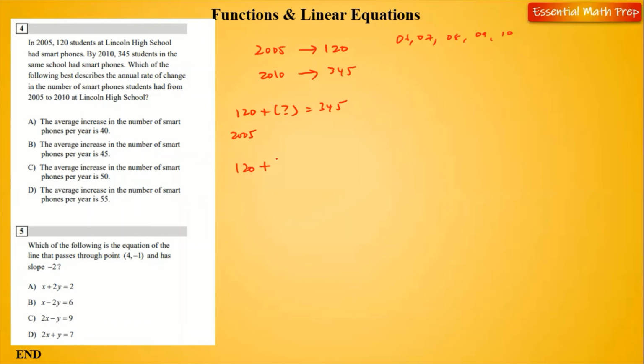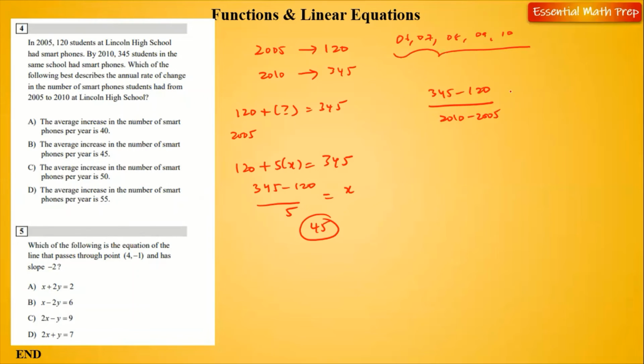So there's two ways to do it. 120 plus 5 times x equals 345. So what do you have to substitute for x? That's essentially 345 minus 120 over 5. That's equal to x, right? That's 45. That's one way to do it, okay? Or you can just use the slope form, which is 345 minus 120 over 2010 minus 2005, which is still the same as the 5-year period. So that'll also give you 45. So this is method 1.